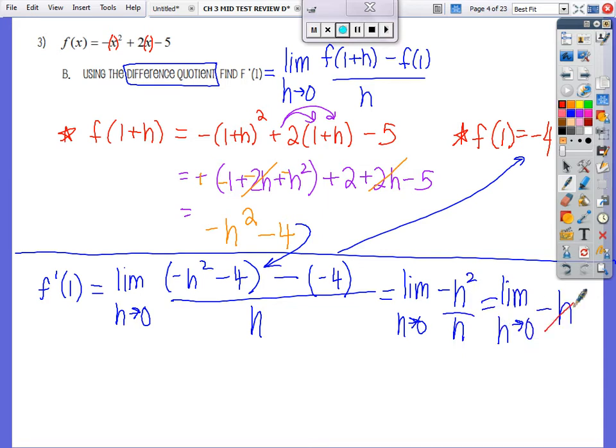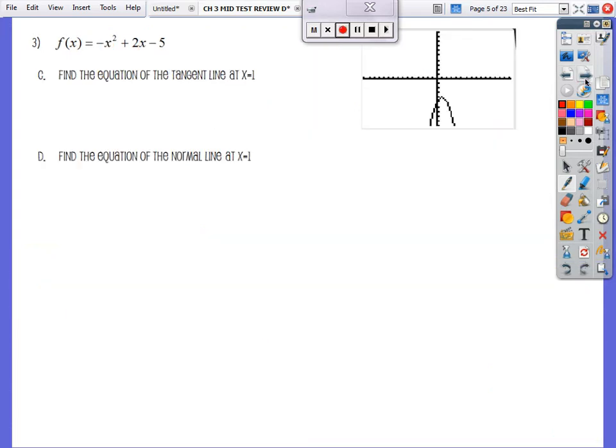Now that it can't be simplified anymore, I substitute in 0. You get -0, which is the same thing as 0. So the derivative at 1 is 0, which we already got as an answer as a second part of part A. Moving on, find the equation of the tangent line.